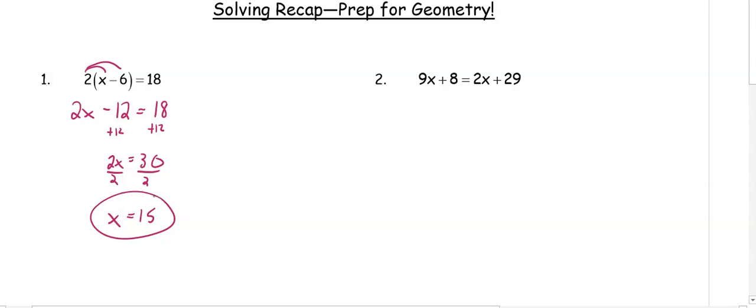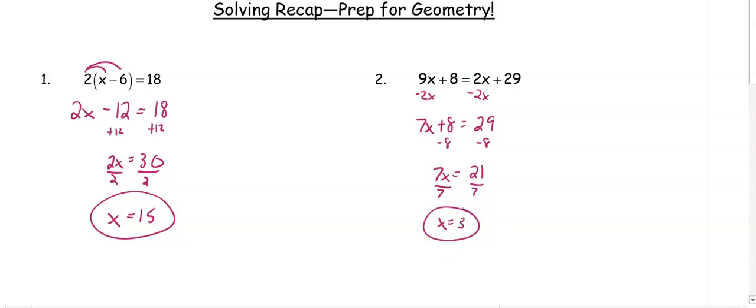In number 2, we have the variable on both sides. So we're going to move the smaller variable, which in this case is 2x, to the other side. If it's a positive 2x, we want to subtract it to the other side. So we get 7x + 8 = 29. Then we're going to subtract 8 on both sides, so 7x = 21. When we divide by 7, x = 3.